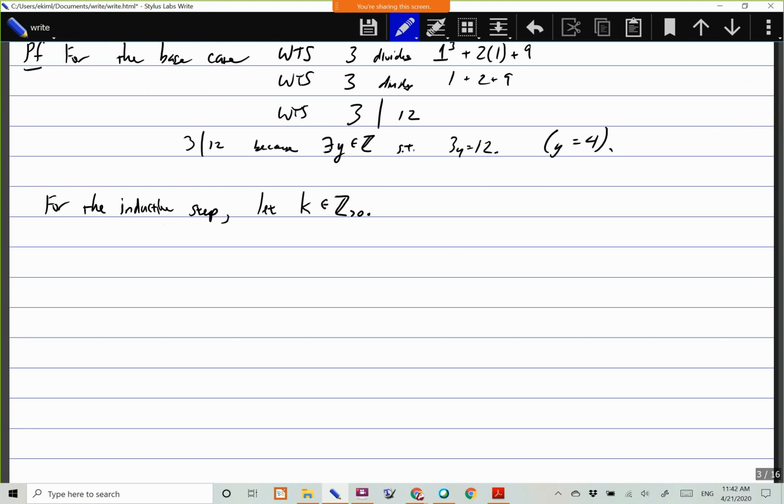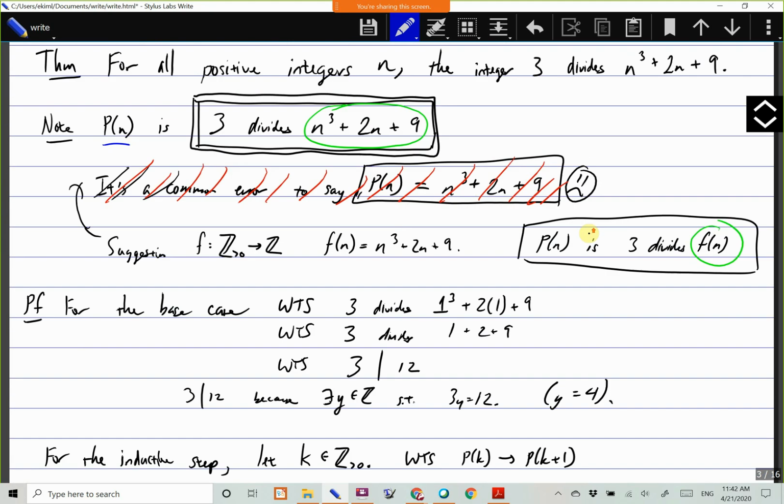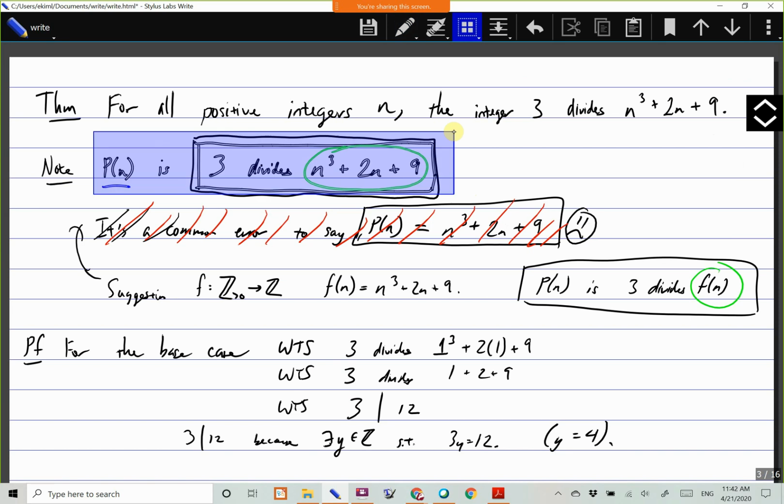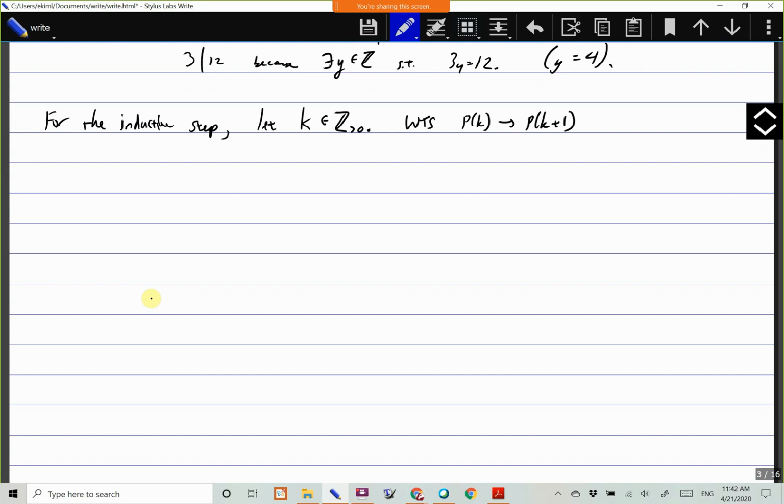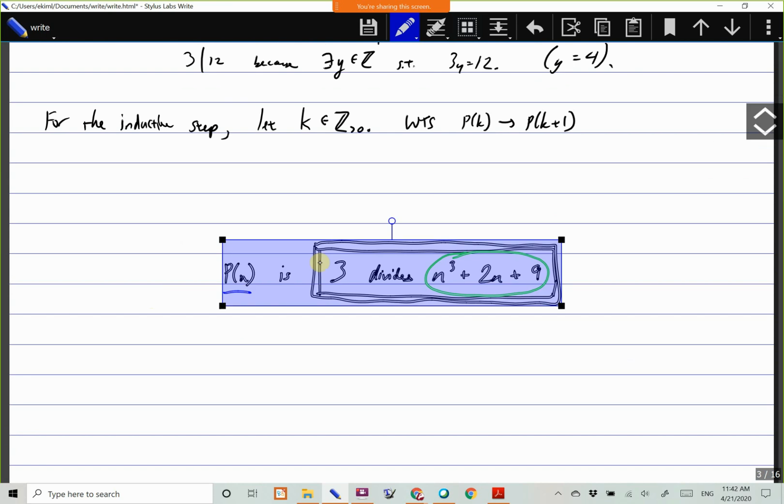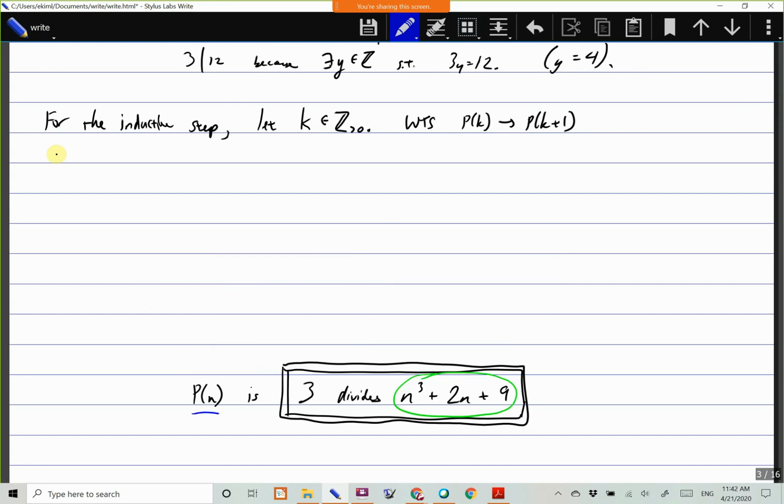Remember what we want to show now is that P of k implies P of k plus 1. Sorry to do this, I'm going to scroll back up. P of n, I'll just copy this so that we have a reference copy of it down here. P of n was this. So we're going to assume P of k, meaning we're going to assume what's in this box, but replacing all the n's with k.